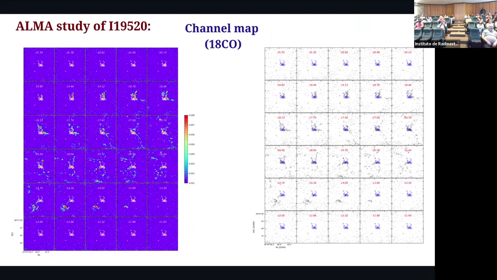Here's the channel map of the C18O. Here I've shown the channel map of the C18O. These two are similar images, but this one is shown with contours and this one with a color diagram. With the center, you can see the quantum emission, and you can see a very filamentary kind of structure in the channel map. We are still analyzing the ALMA data of this source, so the work is still in progress.